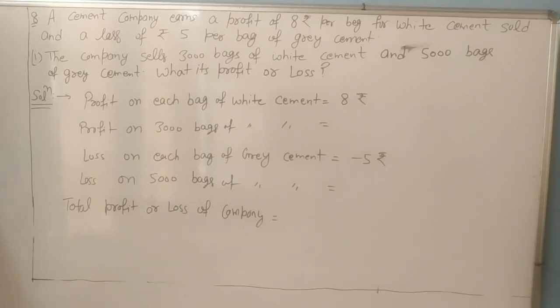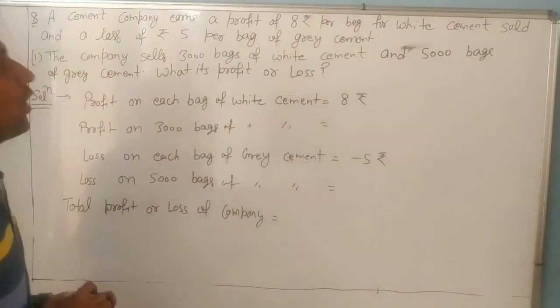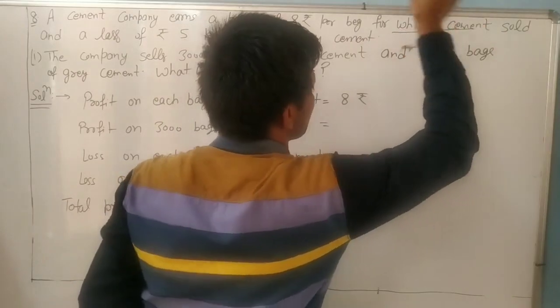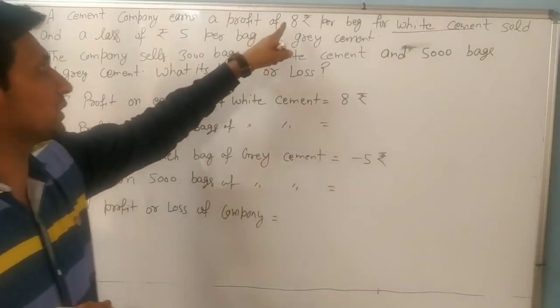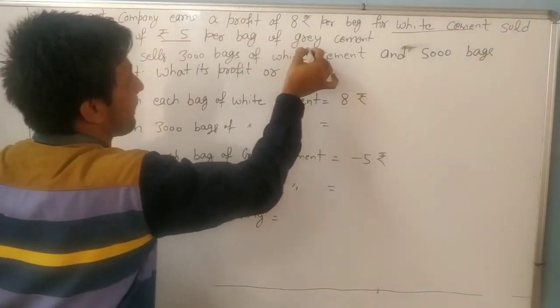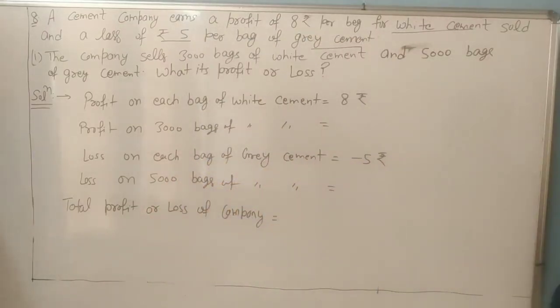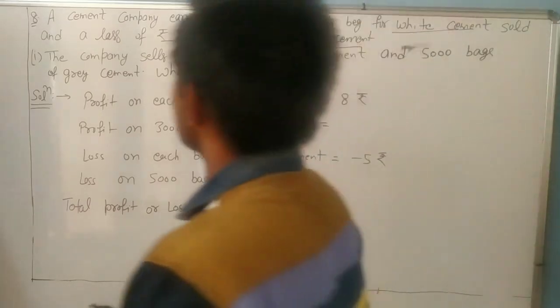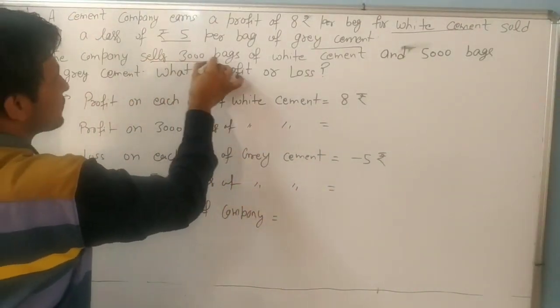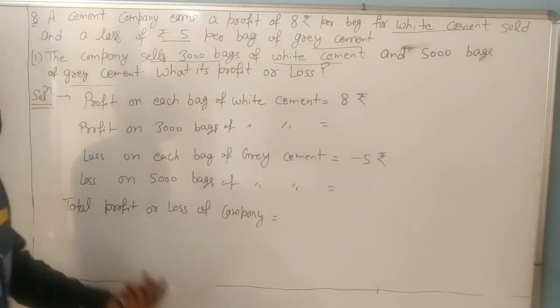Now, dear, question number 8. What is given? A cement company earns a profit of 8 rupees per bag for white cement. On the white cement per bag, how much profit? 8 rupees. And a loss of 5 rupees per bag of grey cement. So on grey cement, the company has a loss, and on white cement, a profit. The company sells 3,000 bags of white cement and 5,000 bags of grey cement. What is the profit or loss?